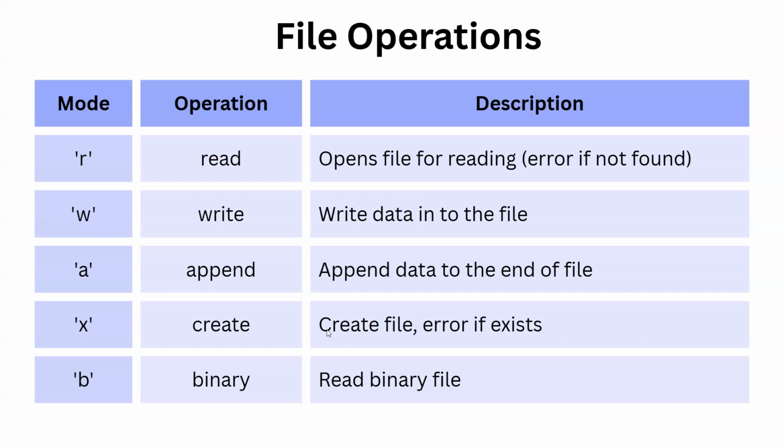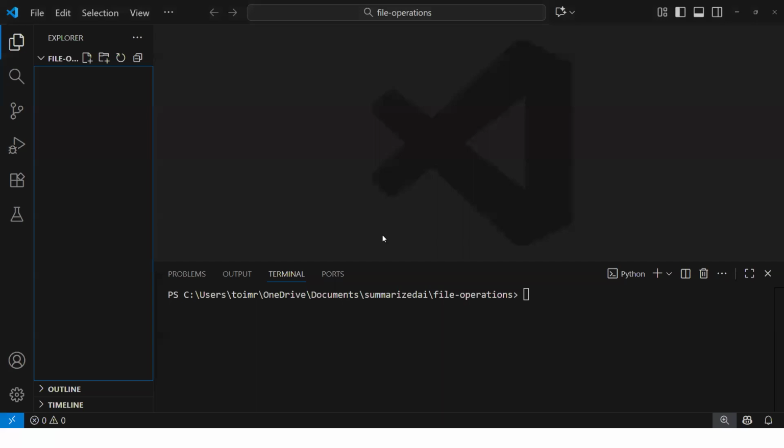Now, binary is for reading and writing binary content. For example, we have images or we have JSON files. If you wish to perform any read and write operation on them, we are going to use the binary mode with R or W. So it will be like RB or WB, which stands for read binary or write binary. Now, without wasting our time, let's go back to our Visual Studio and start the implementation.